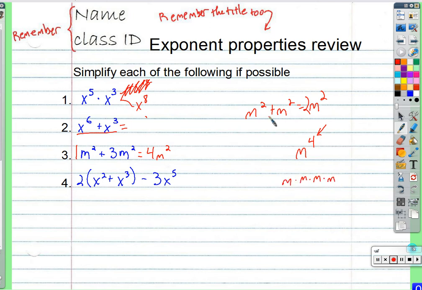Well, let's look up here. If it works down here, if I can add them together and then add their exponents, then I should be able to do that here, right? Get m to the 4th. Let's see how they're not the same thing. This is m times m, and this is m times m. And if I multiply them together, then I would have 4 m's multiplied together, and I would have m to the 4th. But I'm not multiplying them, I'm adding them. So adding these two together does not give me 4 m's times each other.